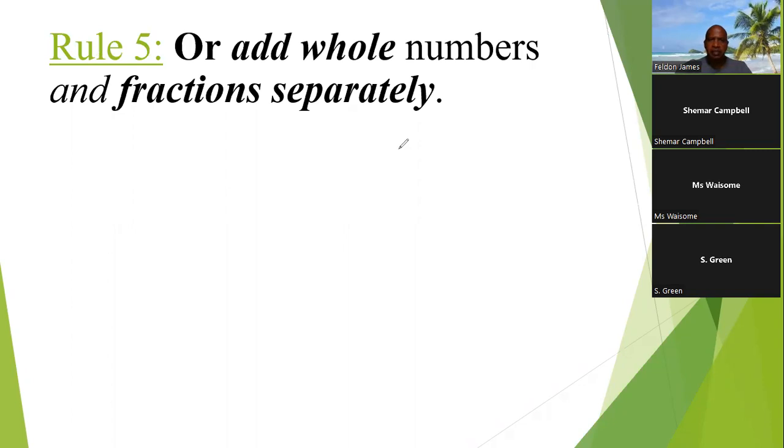All right, just to check how well you understand rule 5, I'm going to ask you to try the same question that you did when we were looking at rule 4. So 3 3/4 plus 2 7/12. Use this method to solve it and see what you get. When you're finished, you raise your hand so that I can see who is already finished.